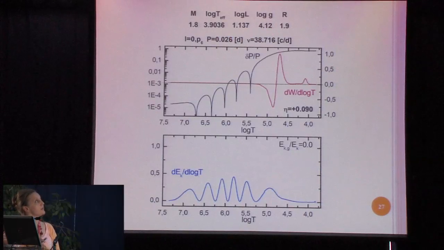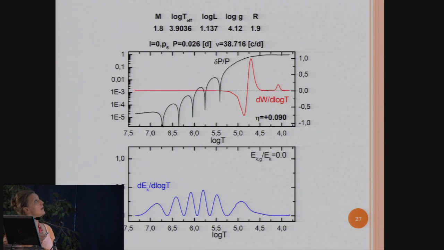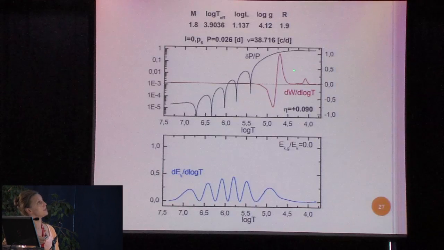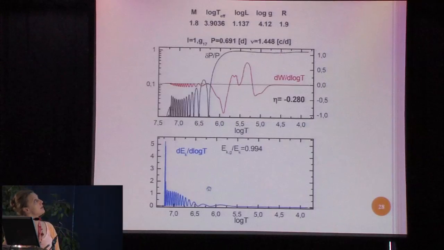And this is a work integral for a typical mode excited in a delta Scuti star. Modes are unstable because of the helium opacity bump, with some addition of the hydrogen opacity bump. And this is the kinetic energy of the mode.